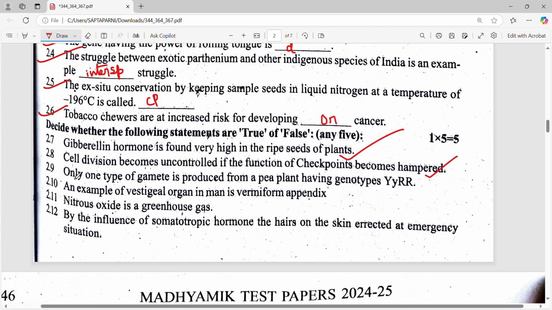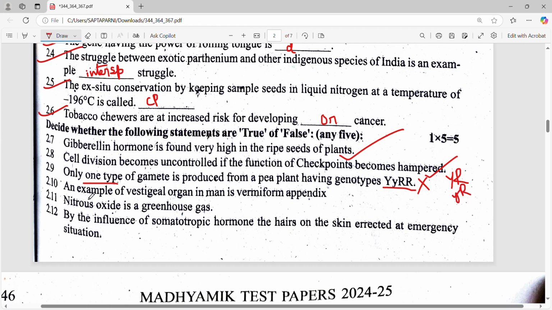True. Only one type of gamete is produced from a pea plant having the genotype capital Y, small r, small r. It is incorrect because two types of gametes can be produced. One would be capital Y, small r and another would be small y, small r. So it is incorrect. Okay.